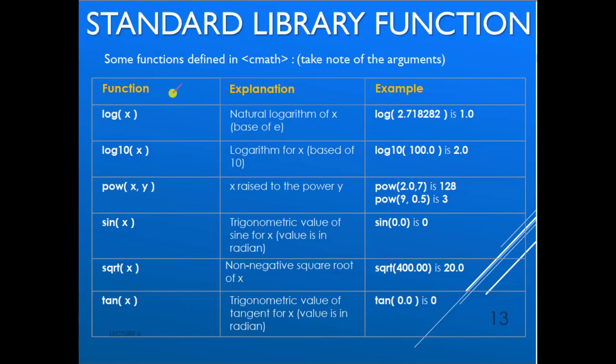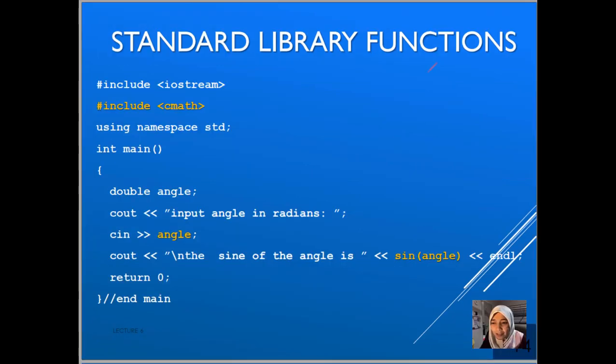So these are among the mathematical functions that are available in the cmath library. In order to use any of these functions, you need to know the name of the function, and you also need to know how many arguments it needs, and also take note of the data type of the arguments. So this is an example of a complete program that uses standard library function. Can you tell me what is the library that we use, what is the name of the function, and what is the argument that we pass to the function?